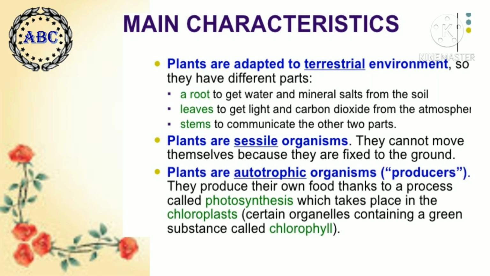Plants are essential organisms. They cannot move themselves because they are fixed to the ground. Plants are autotrophic organisms, that is, they are producers. They produce their own food thanks to a process called photosynthesis, which takes place in the chloroplasts, certain organelles containing a green substance or pigment called chlorophyll.